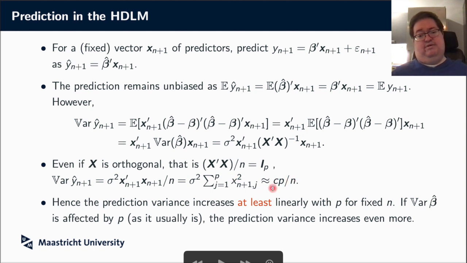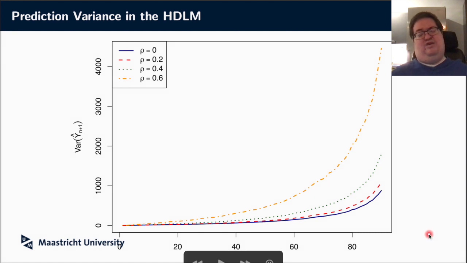So here you see that if p is going to increase, then in the best case scenario we have a linear increase of the variance. And that is only, of course, a best case scenario. So let's look again at what happens if we simulate the same model as before, so 100 observations, but now we look at the prediction. You see the same kind of curved lines as you saw in the previous graph, so that doesn't seem to be different, but if you look at the scale here, it's very different. Here we have a variance which becomes thousands of times larger when we move to having almost as many predictors as we have observations.